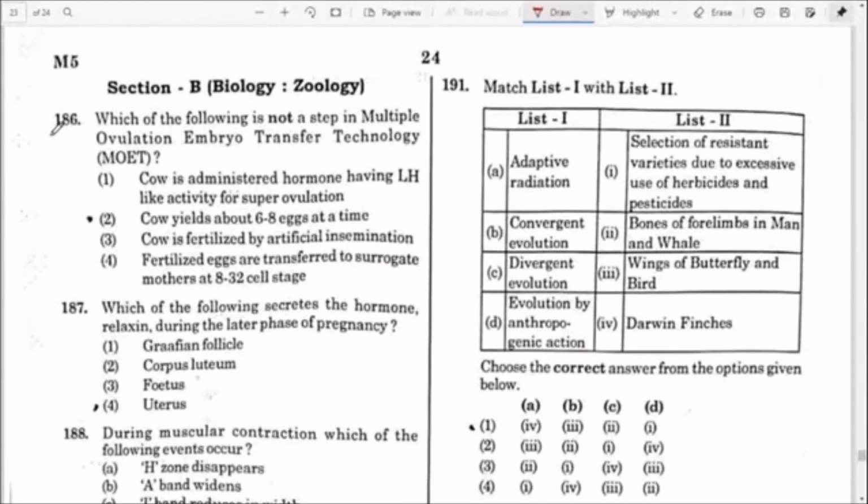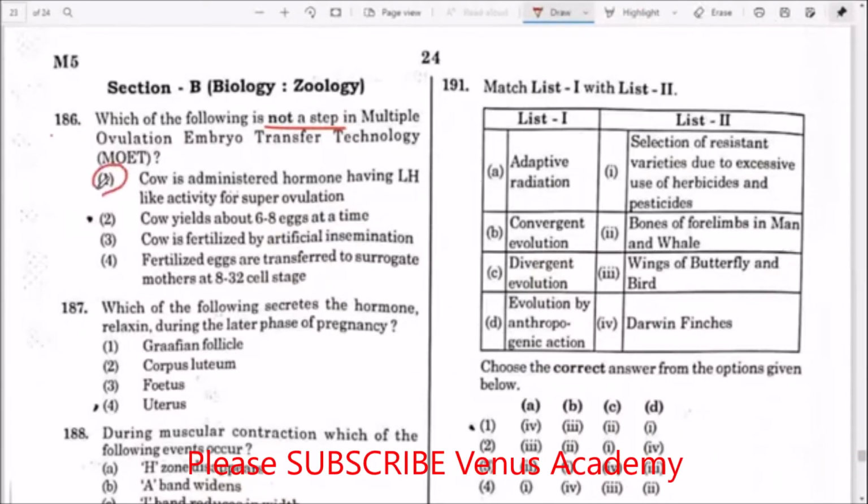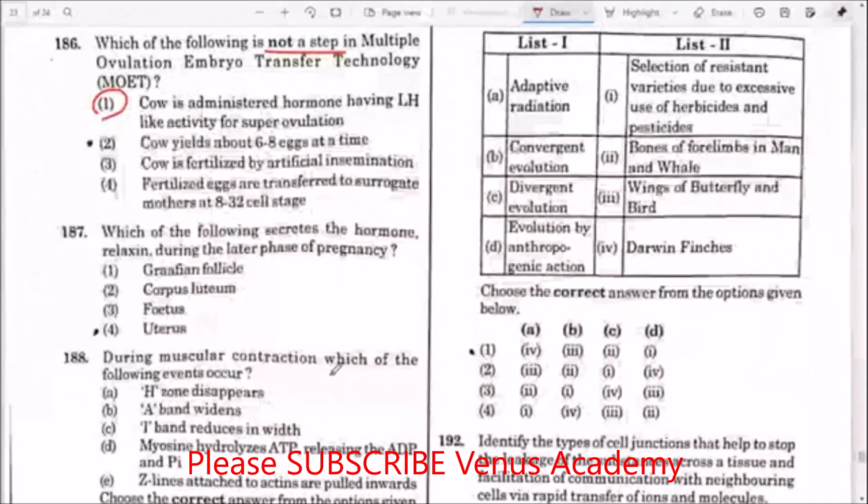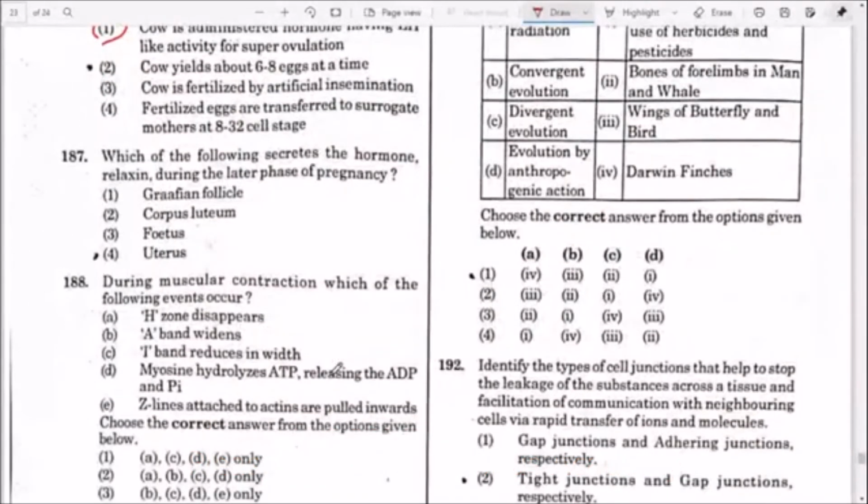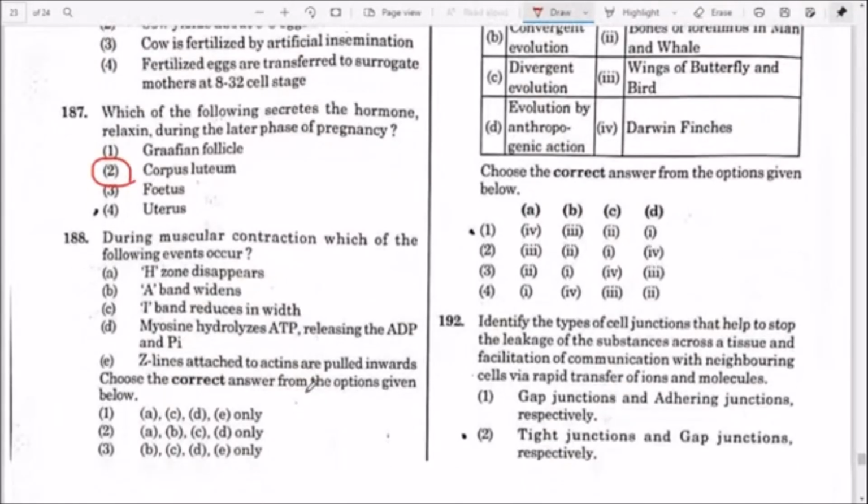Question number 186. Which of the following is not a step in multiple ovulation embryo transfer technology? Option 1: Cow is administered hormone having LH-like activity for super ovulation. Next, question number 187. Which of the following secretes the hormone relaxin during the latter phase of pregnancy? It is corpus luteum.